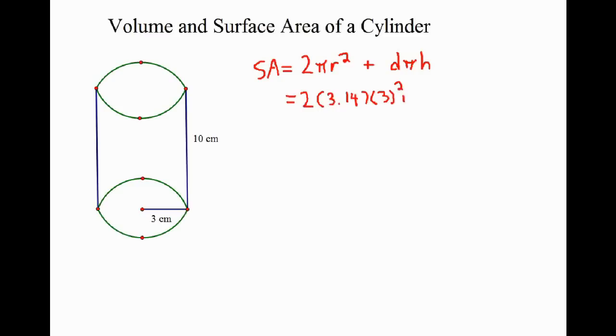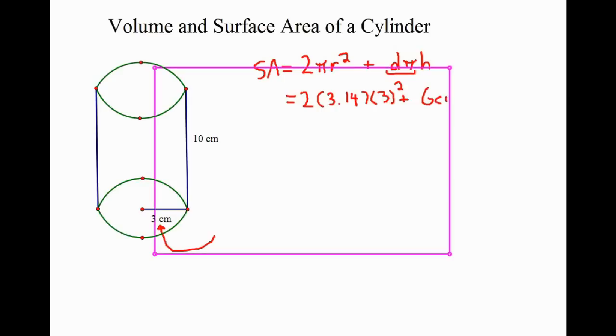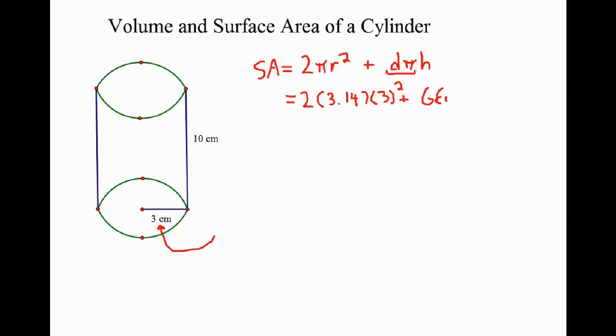And then the area of the lateral section, the rectangle, is the circumference times the height, and to calculate circumference, it's diameter times pi. Now here, our radius is 3 centimeters. The relationship between the radius and the diameter is that the diameter is always twice the radius. So if the radius is 3 centimeters, the diameter is 6 centimeters. So we're going to multiply 6 times 3.14 and then multiply that by the height, and that'll give us the area of that rectangle, that lateral area.